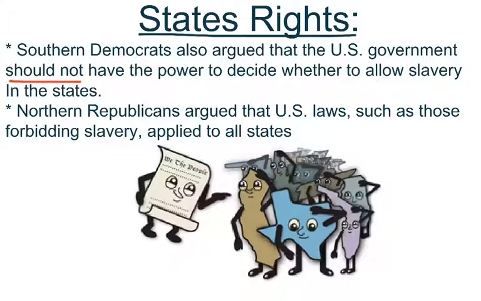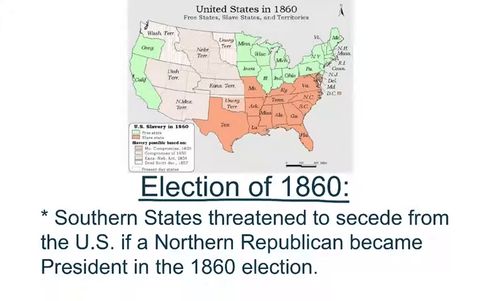But the Northern Republicans said, no, you're part of the United States, you have to abide by every law that the U.S. enforces. Now, another boiling point for this controversy and the tensions between the North and the South was the election of 1860. In the election of 1860, the Southern states threatened to secede. And remember, that's to withdraw formally from the United States if a Northern Republican became president.